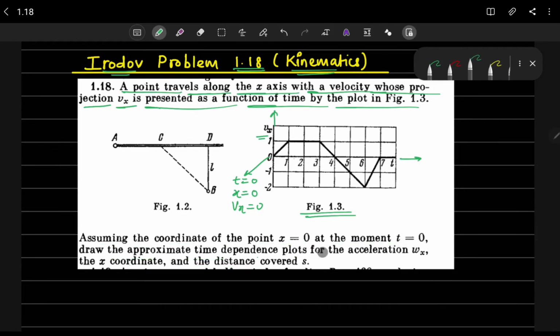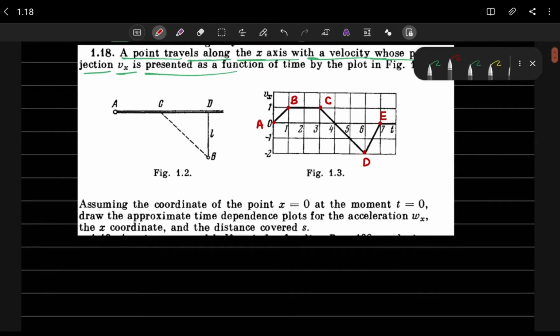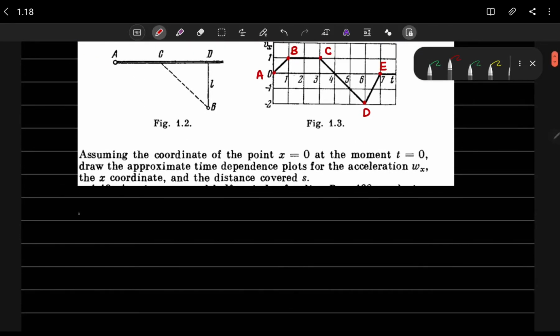Okay, so let us first divide the entire domain in the plot into subdomains. Let us say this particular point is A, this is the point B, this is the point C, this particular point is D, and this point is E. In all those regions we will analyze the kinematic parameters such as velocity, acceleration and coordinates. So let us first analyze region A to B.